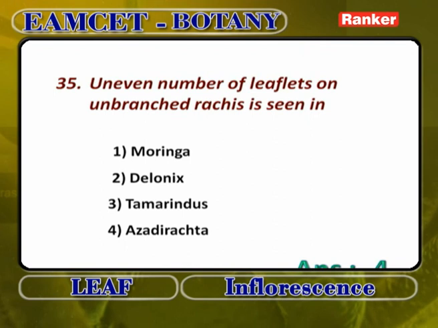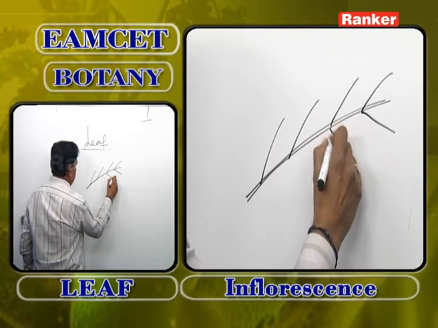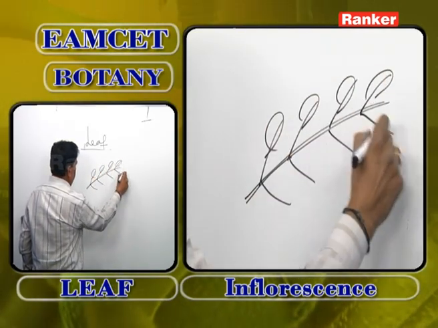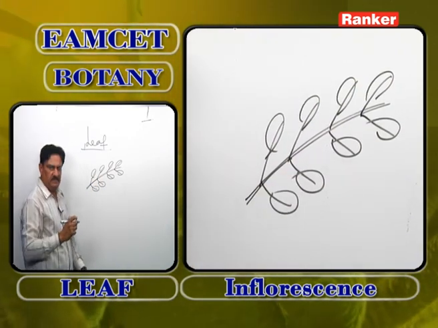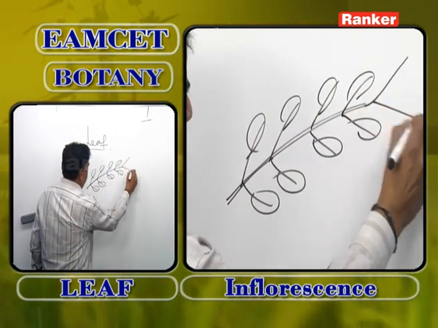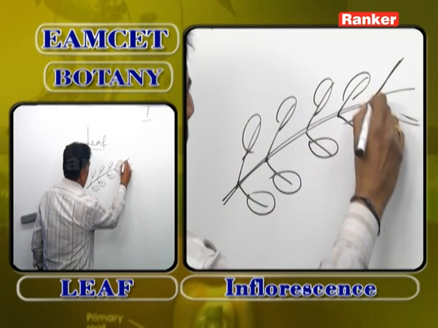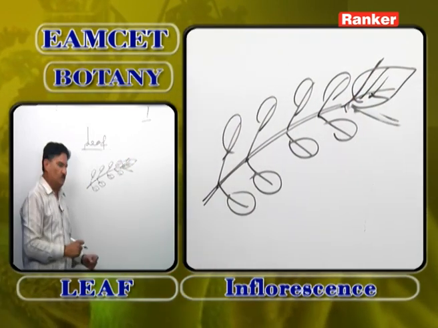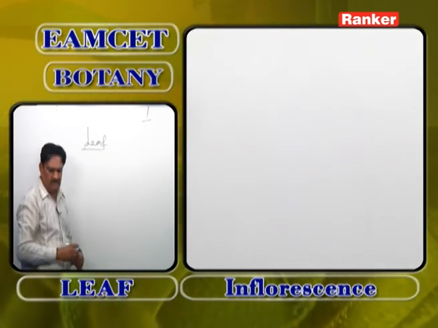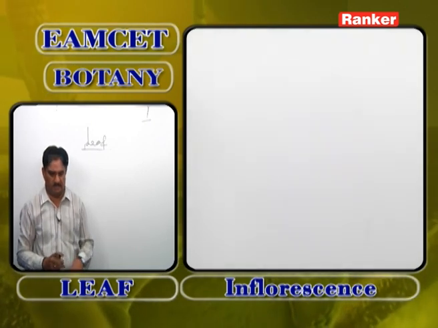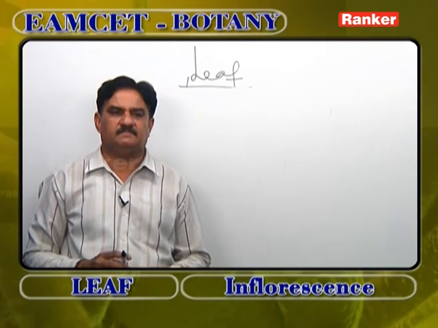Next, uneven number of leaflets on unbranched rachis is found in. Uneven number of leaflets means the primary rachis bears leaflets on both sides. In the case of Cassia and Tamarindus, the rachis always ends with 2 leaflets, so it is paripinnate. In the case of Azadirachta, it always ends with 1 leaflet. Whenever it ends with 1 leaflet, definitely it is imparipinnately compound. So, imparipinnately compound leaves are found in Azadirachta. So, uneven number of leaflets on unbranched rachis is seen in Azadirachta.